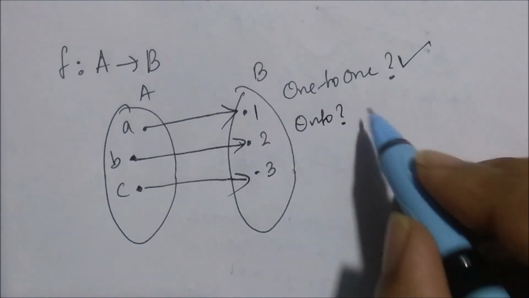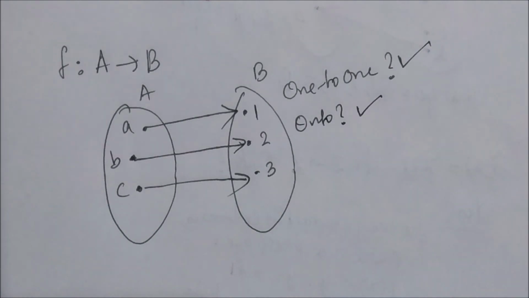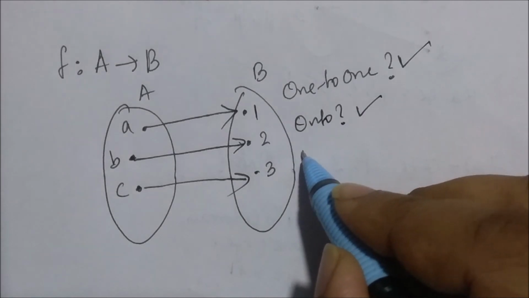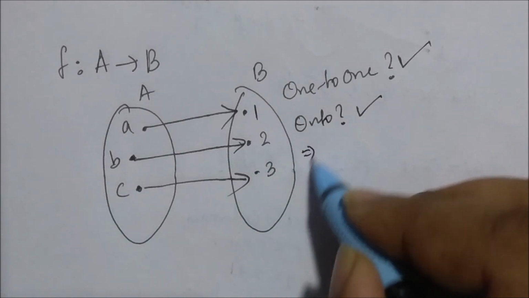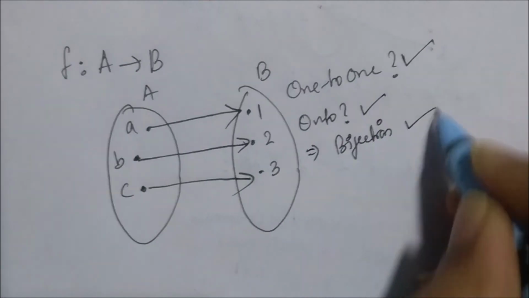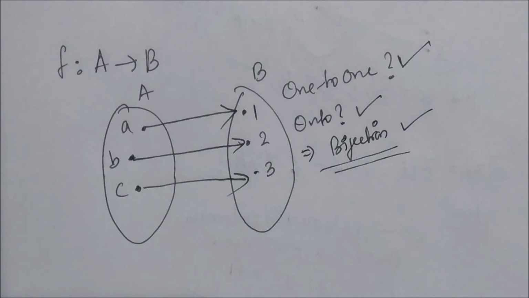Whether this function is an onto function? Yes, it is an onto function, because the range is the same as the codomain. Because every element in the codomain set has a preimage in the domain set, that's why it is an onto function, which implies that it is a bijective function, or a bijection. This function is a bijection because it is both one-to-one and onto. So this is an example of a bijective function. Now, a bijective function is also called a one-to-one correspondence.